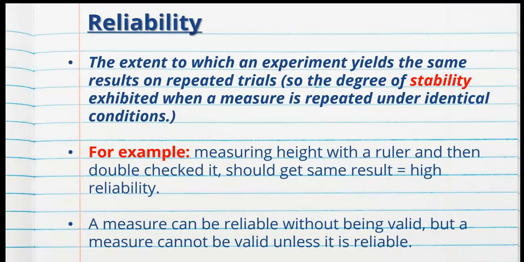The same concept can be applied to reliability of data. So what we want is our results to be consistent. If they're inconsistent, it means they're not reliable and we can't apply them to a wider population. So a measure can be reliable without being valid, but a measure cannot be valid unless it's reliable. What this means is that we can get consistently wrong results. So we can get consistent results, but they're not entirely valid. But a measure cannot be valid or accurate unless it shows high reliability.